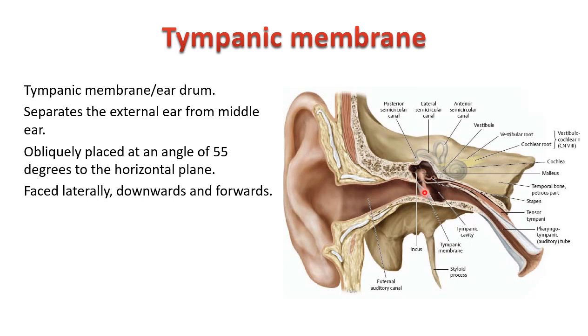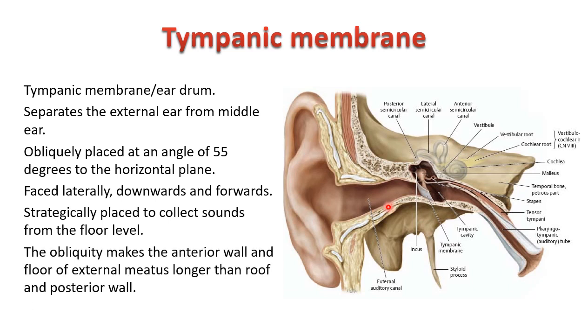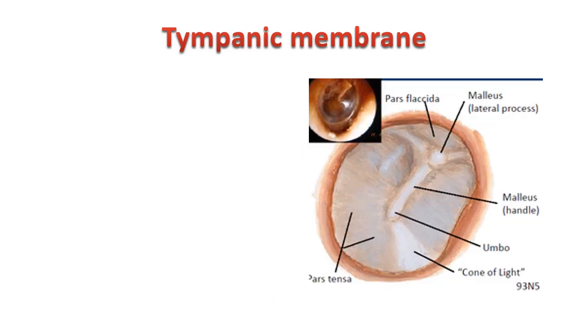So it is facing downwards because it facilitates collecting sound vibrations even from the lower part of the floor, as we walk, to collect sounds from the floor level. Okay, so as I told you, this is the reason for the lengthiness of mainly your anterior wall and the floor of the external auditory meatus.